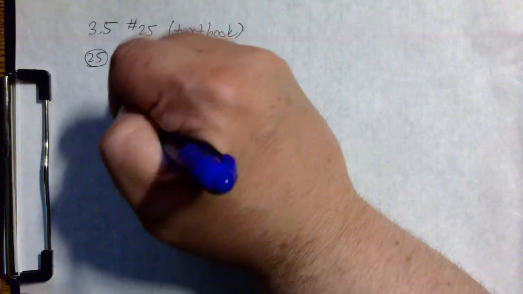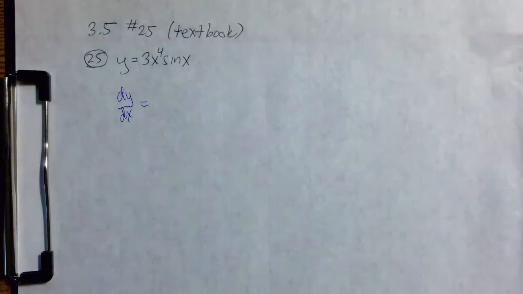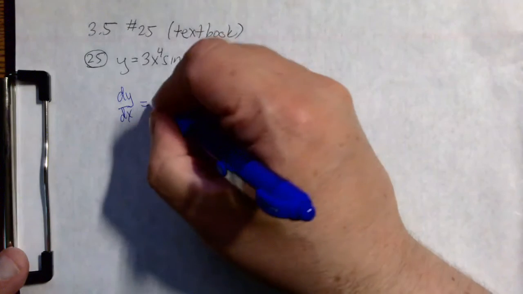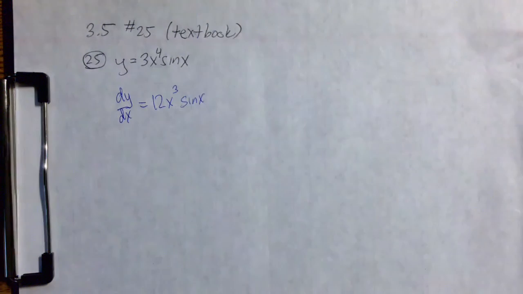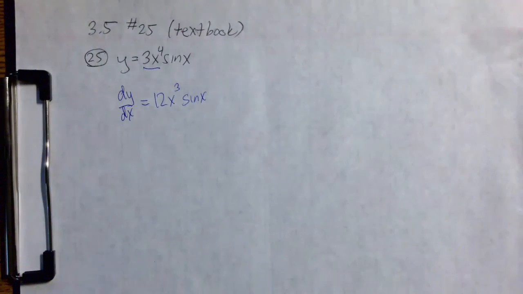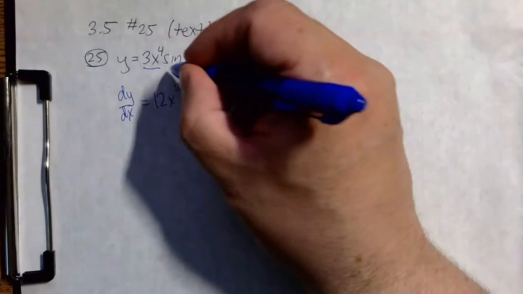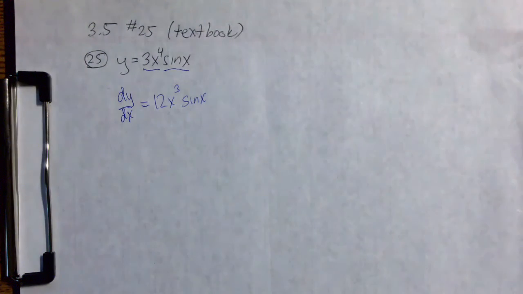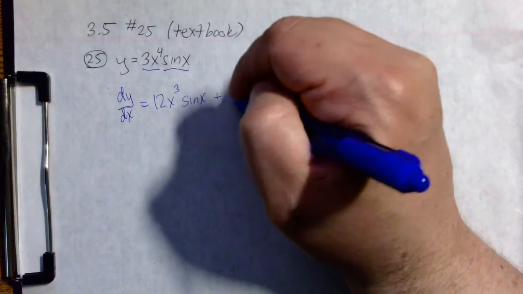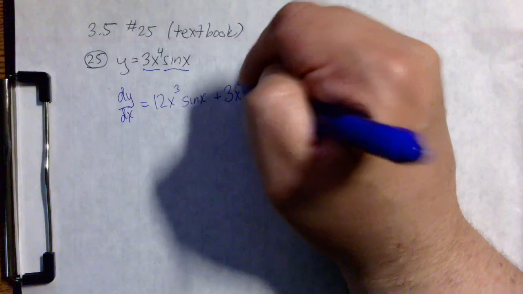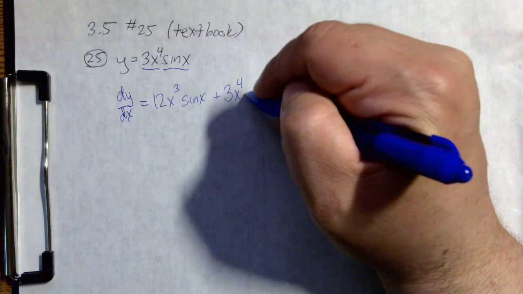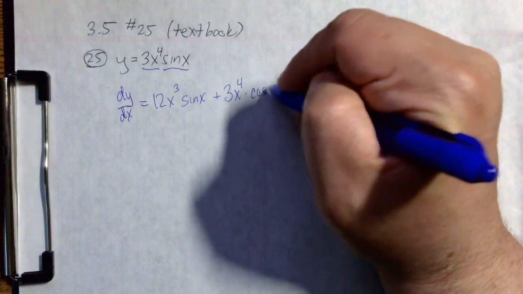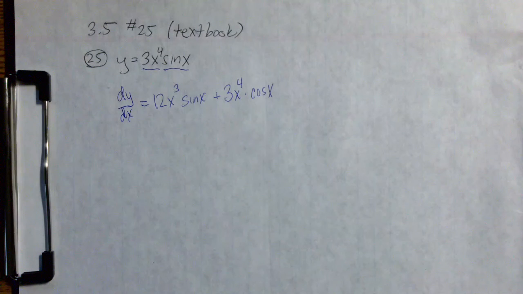So the derivative, dy/dx, or y prime, is going to be 12x cubed times sine of x. So I'm taking the derivative of the 3x to the fourth factor and then leaving the sine of x factor as it is. And now I'm going to add that to what we get if we leave the first factor alone and take the derivative of the second factor, and the derivative of sine is cosine x. There's nothing we can do to simplify this. This is the end of the problem.